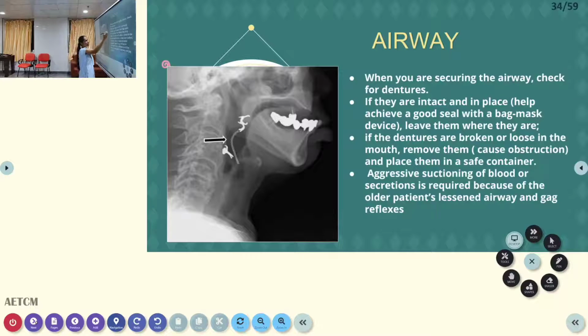If the dentures are intact and in place, leave them where they are, because it will help to achieve a good seal with the bag mask device. If the dentures are broken or loose, remove them and place them in a safe container, because they could cause obstruction and interfere with aggressive suction of blood or other secretions.